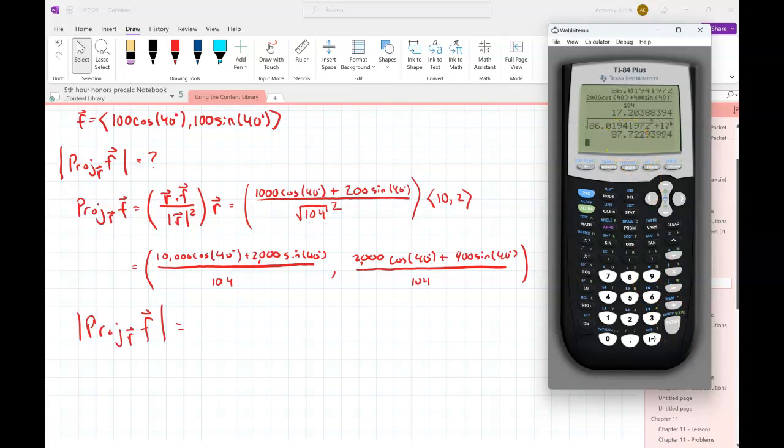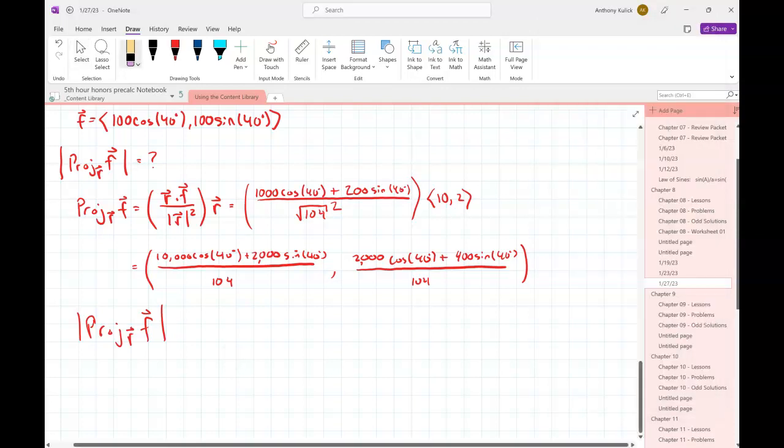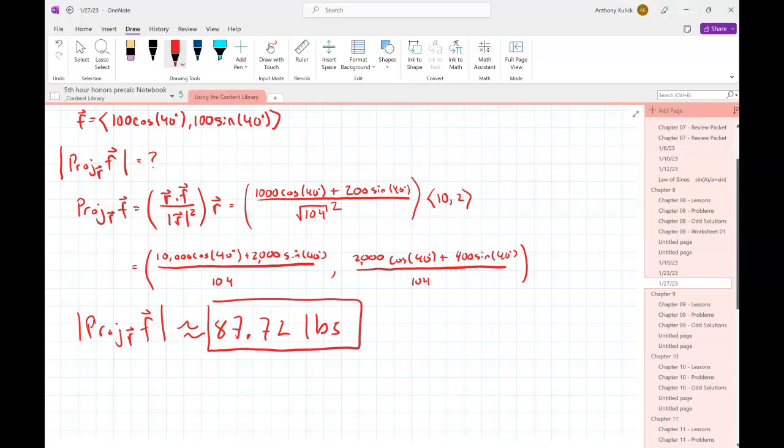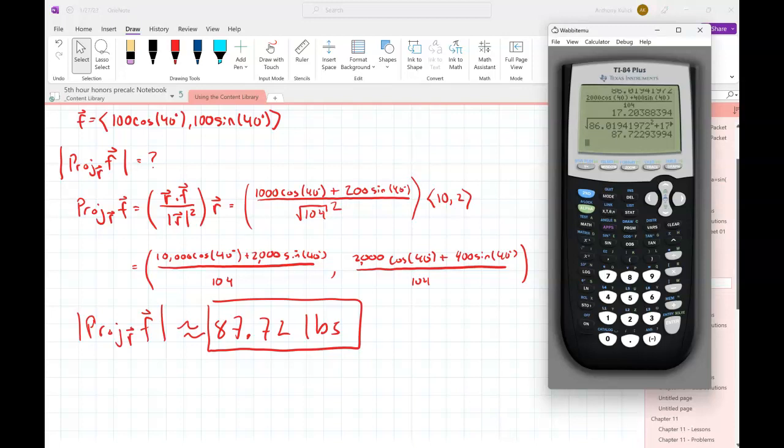So I should get about 8772. I guess I should put an approximation symbol on that. And since the unit for force in the problem was given as pounds, I know the unit I'm going to get out of this should be in pounds. Is that okay?